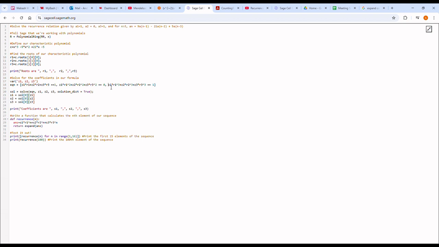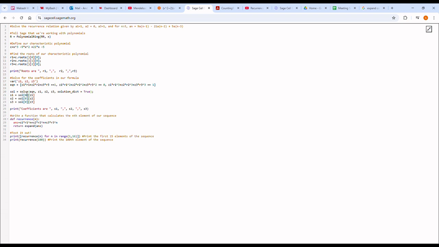And last but not least, this third one is saying that z1 times r1 to the third plus z2 times r2 to the third plus z3 times r3 to the third, that needs to equal the third element of my sequence, which in this case is 1. So I enter that into this thing that I'm calling just equation, or EQN. And then I ask Sage politely to solve that equation.